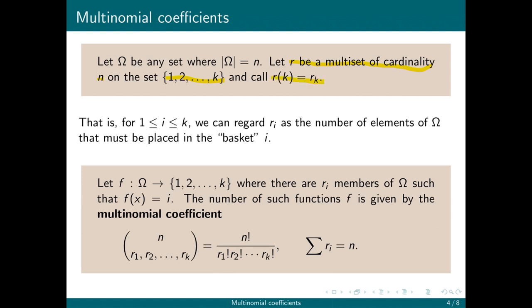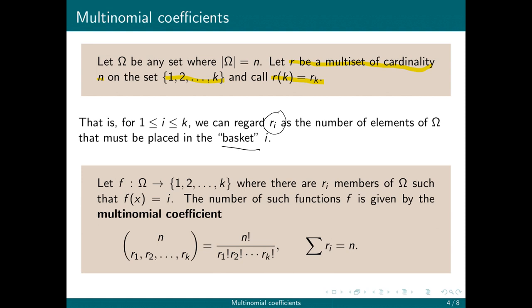We're going to rewrite that as R sub k. All right, and so here's the idea behind that. For each of the elements between 1 and k, we're going to regard the number r_i as the number of elements of omega that get assigned to i. And you can think of it being assigned to i as being placed in a basket called i. And we'll explain how that relates to the previous example in a minute.